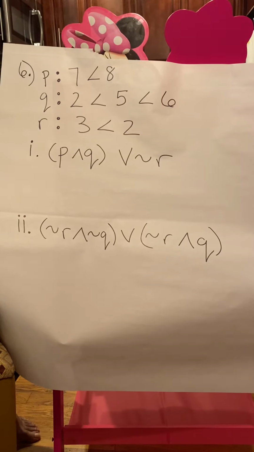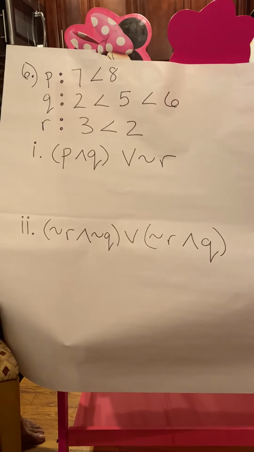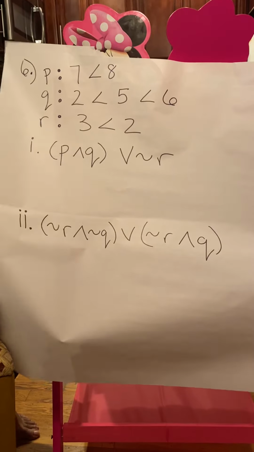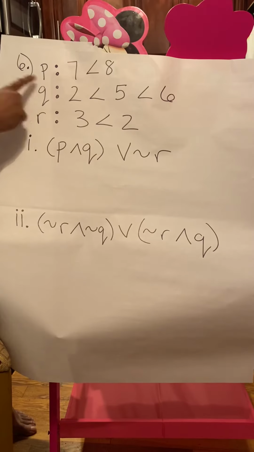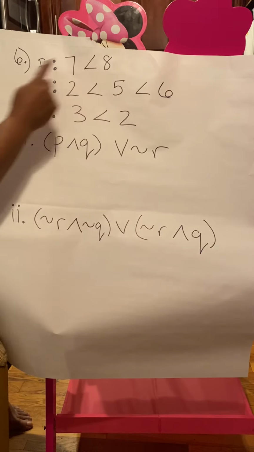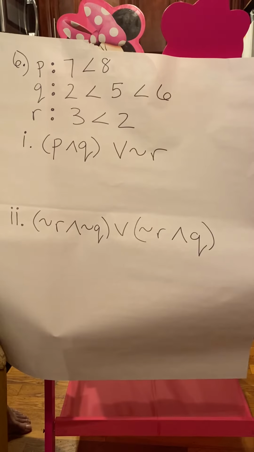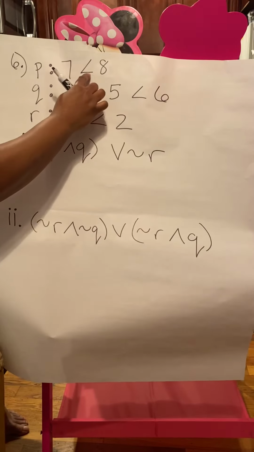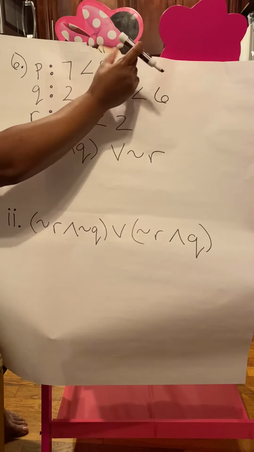Hi guys, we're gonna do this Do Now problem together, okay? So the first proposition is P, and it says that 7 is less than 8. We know our number sense. We know that 7 less than 8 is a true statement.